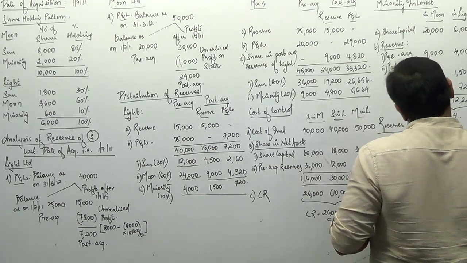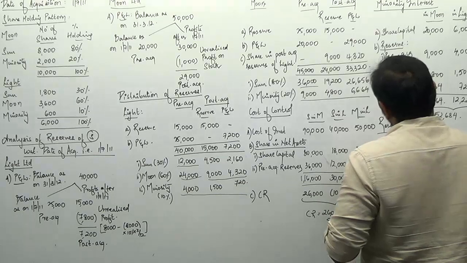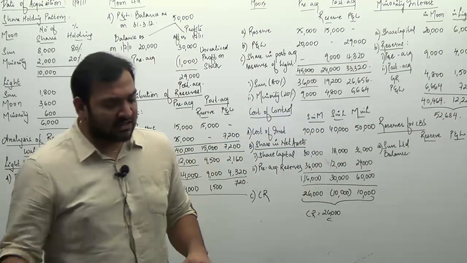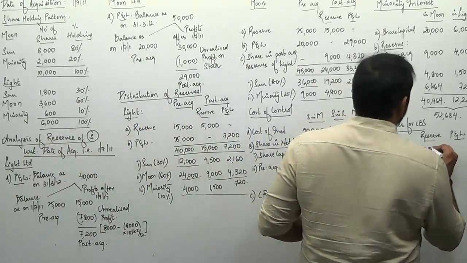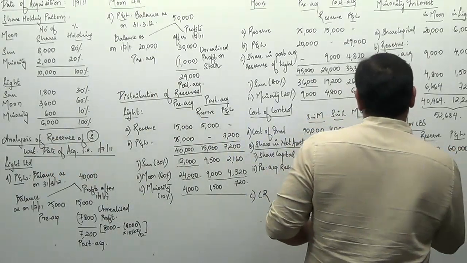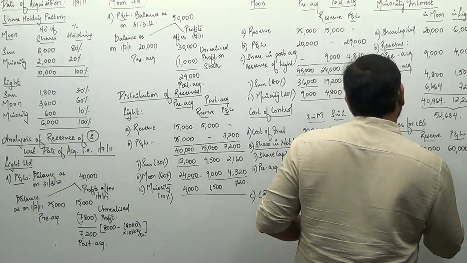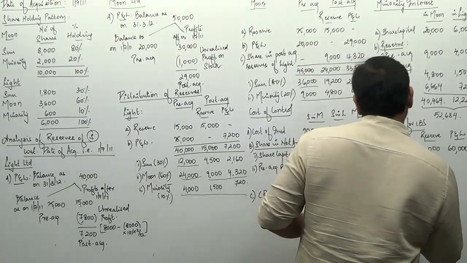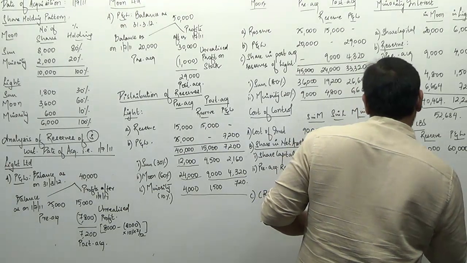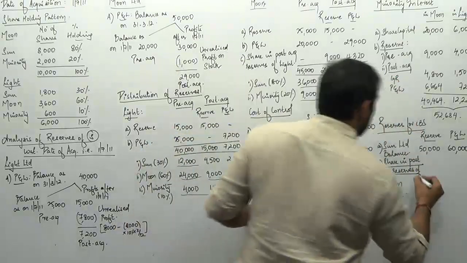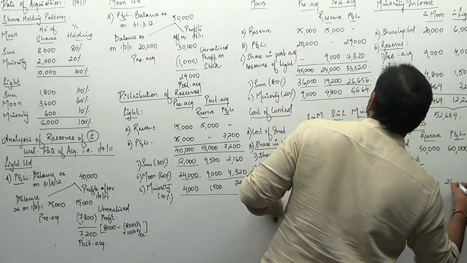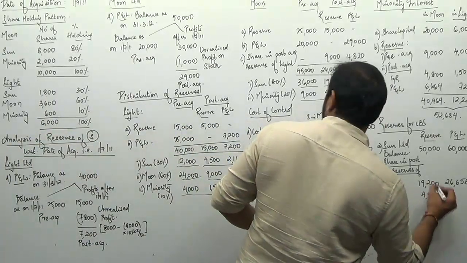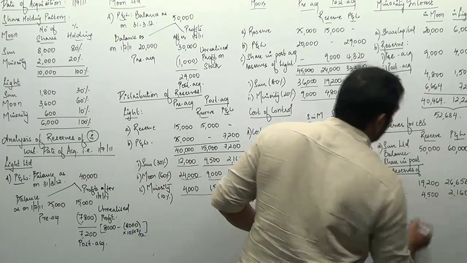Reserves for CBS. There is no adjustment, guys. Reserve and P&L, that's it. First add Sun Limited's balance. Balance of reserves in Sun Limited, reserve 50,000 and P&L is 60,000. Add its share in post-acquisition reserves of Moon as well as Light. Moon, check in the distribution: 19,200 for general reserve, 26,656 for P&L. 4,500 for Light general reserve, 2160 for P&L.